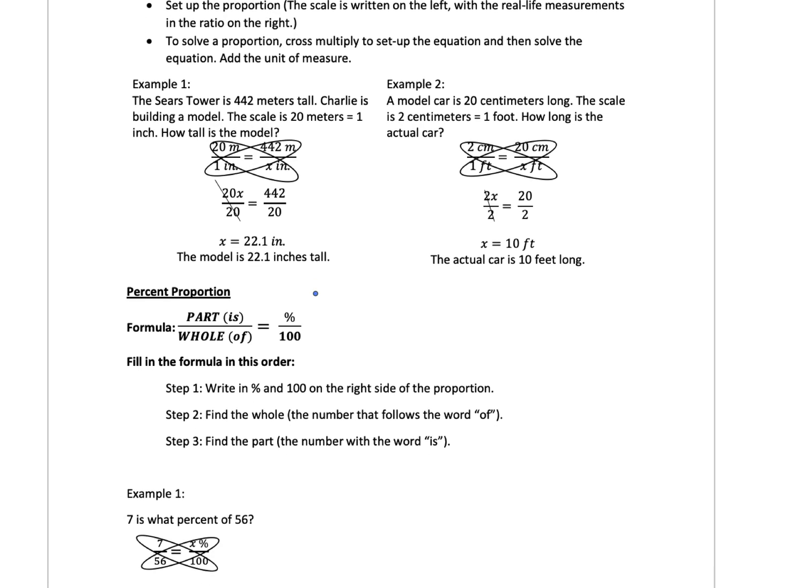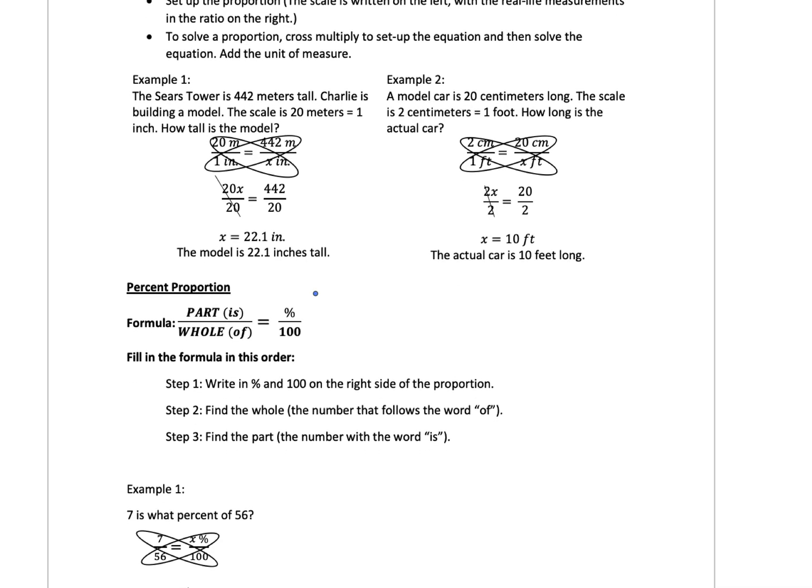So in example 1, we have the Sears Tower is 444 meters tall. Charlie is going to build a model, and his scale is 20 meters to 1 inch. So how tall is the model? That means that for every inch Charlie's model is tall, it really would be 20 meters tall in real life. So we're going to use his scale factor of 20 meters to 1 inch, and we can put them right into a fraction together, and that's what this first side is. Then the only other number that we know is 442 meters.